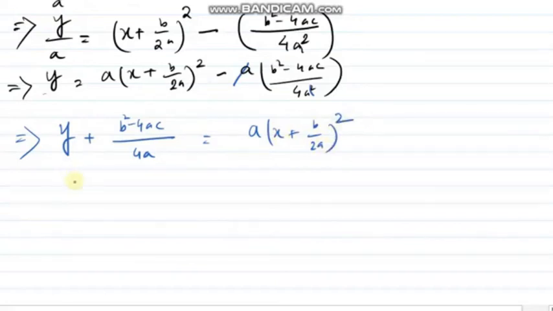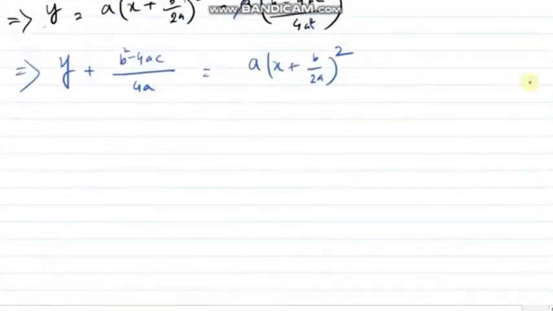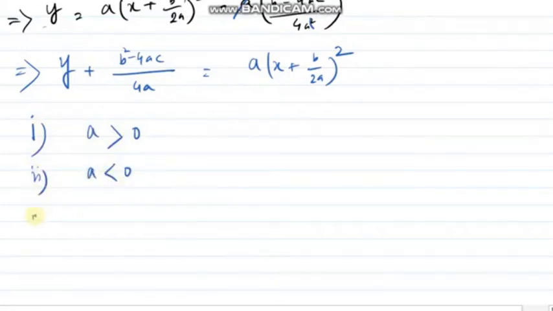We are going to discuss the nature of this quadratic function for 3 cases. Some portion I am going to discuss right now and some will be in the next video. So first case is for a greater than 0, second case is for a less than 0, and third case is for a equals to 0.